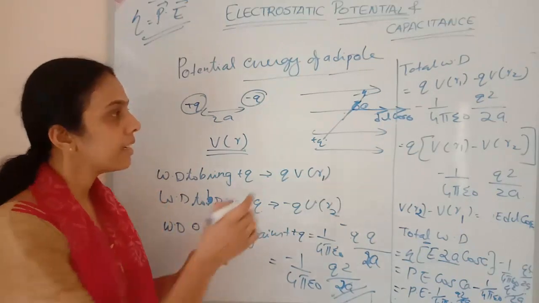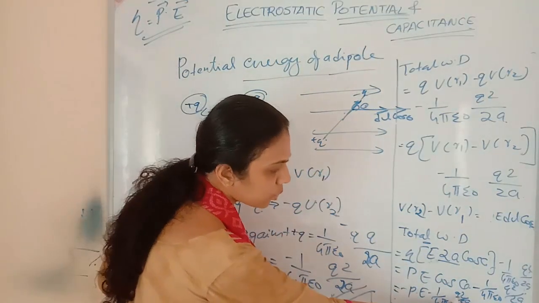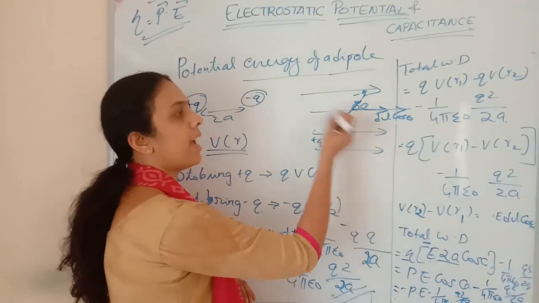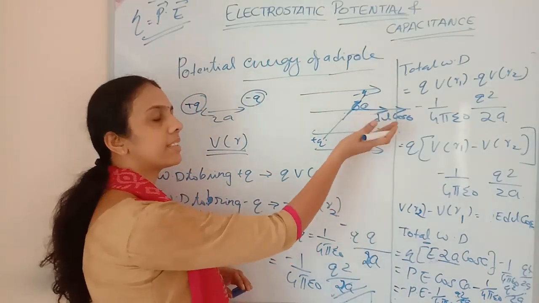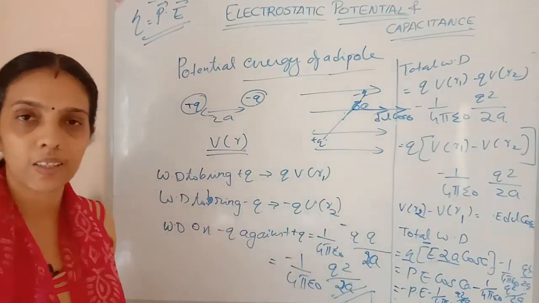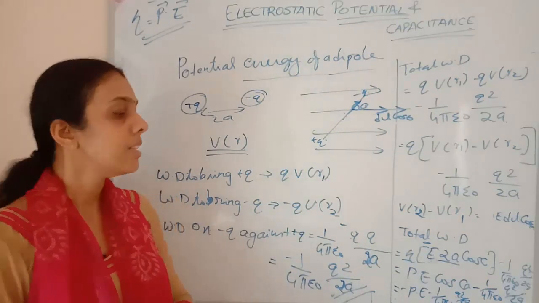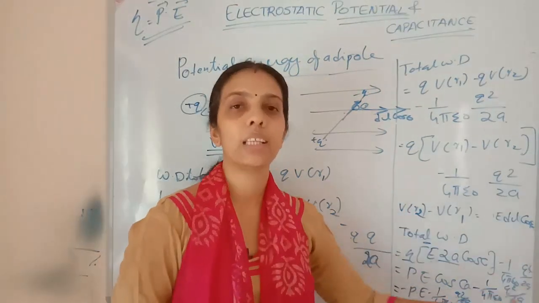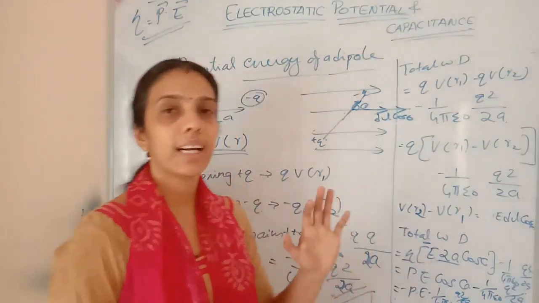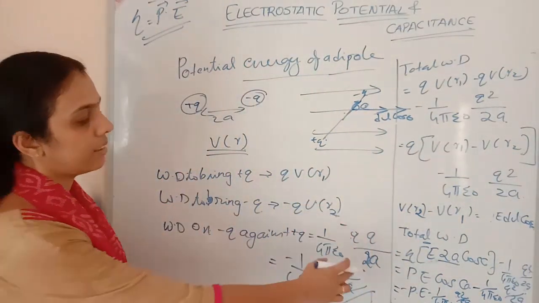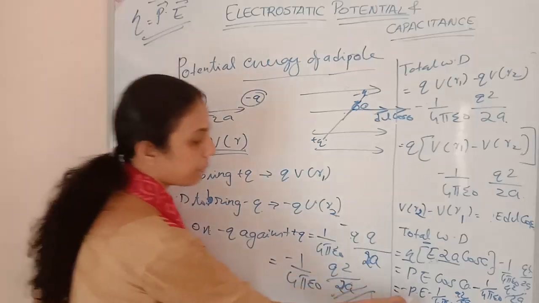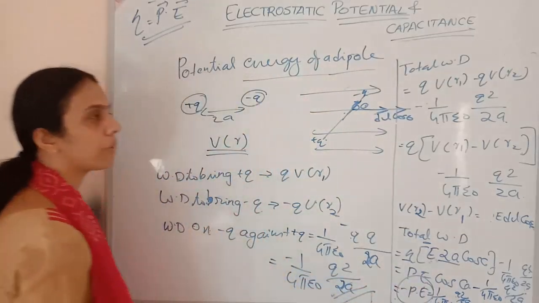So E is constant, Q is constant, A is constant. As the external electric field changes, only theta is changing. So while finding the potential energy difference, this constant is insignificant. That is the reason we are finding this value. We are considering only minus P dot E.